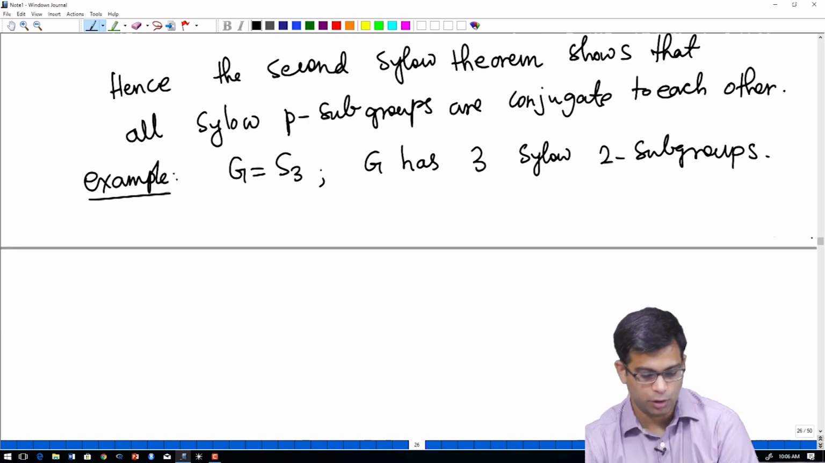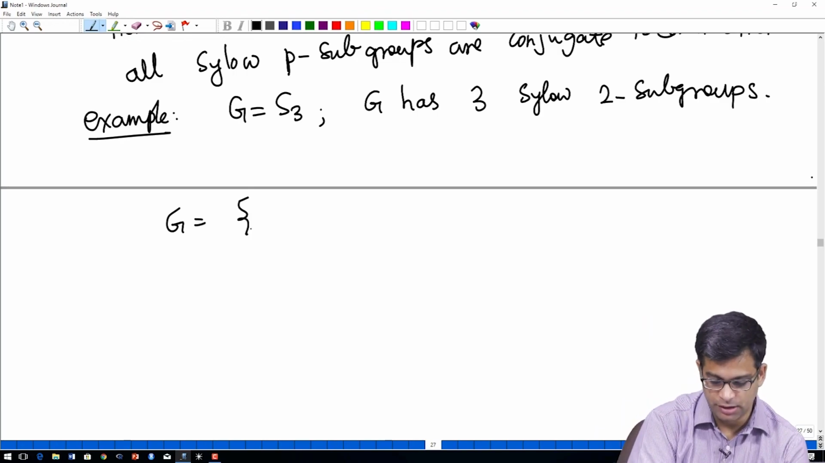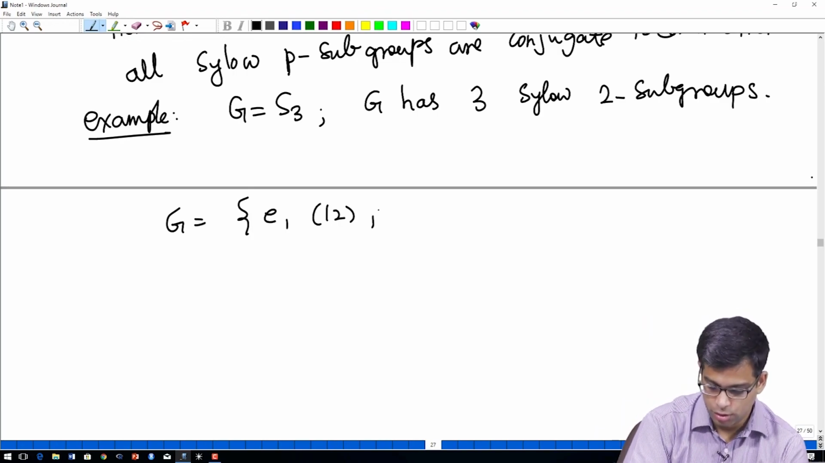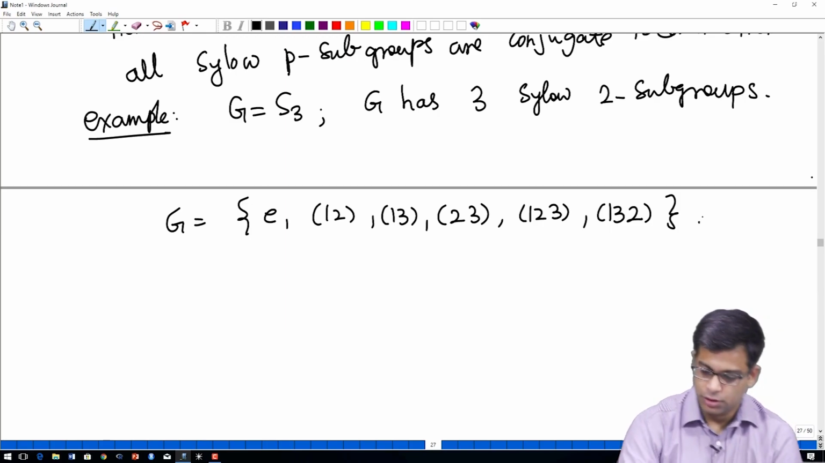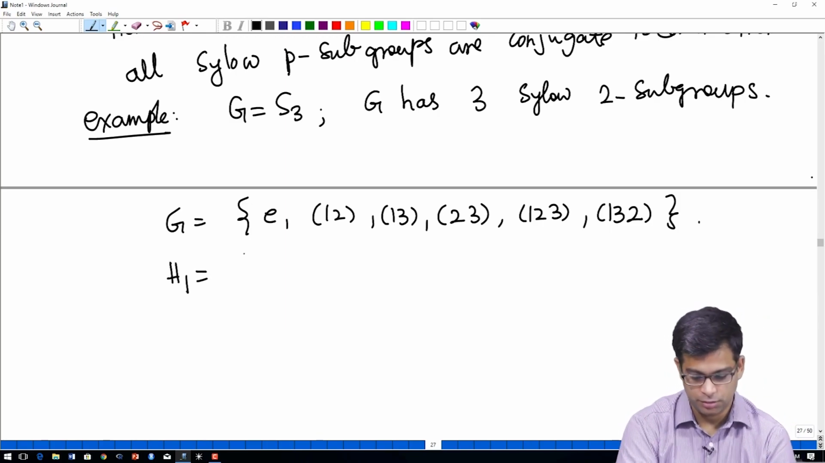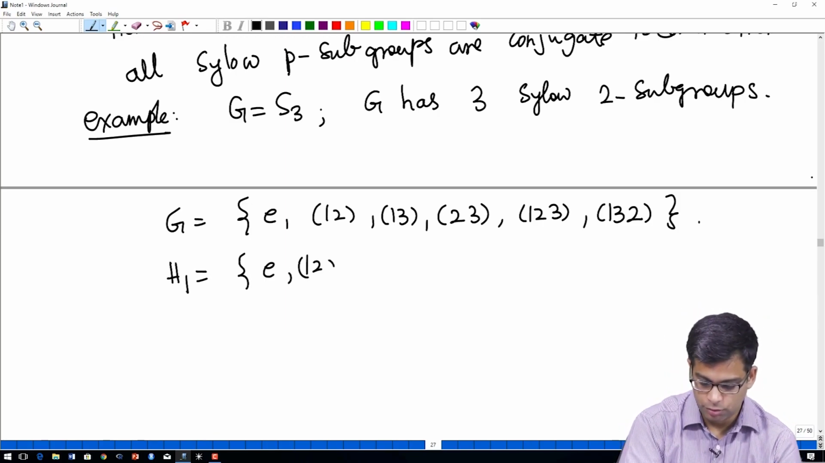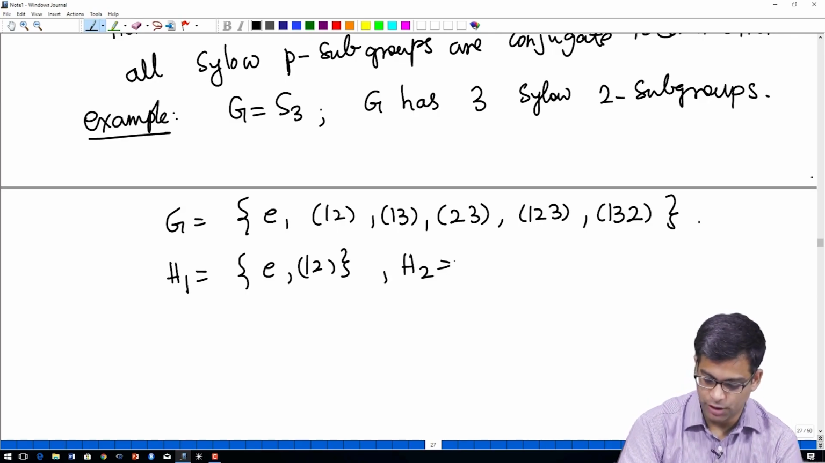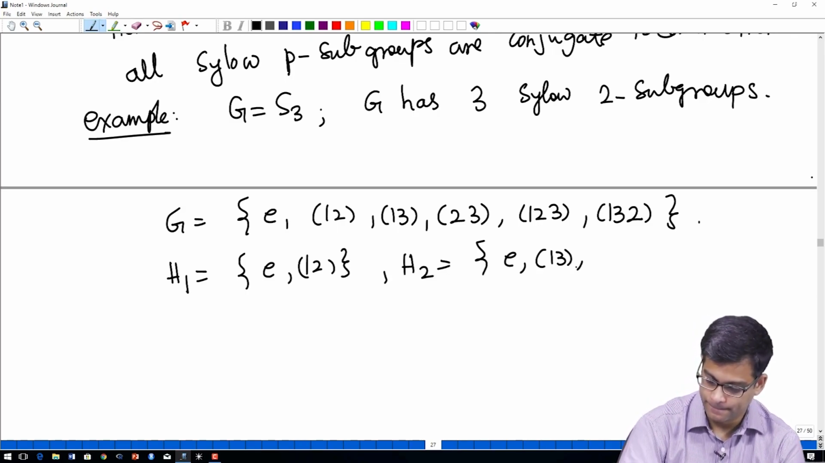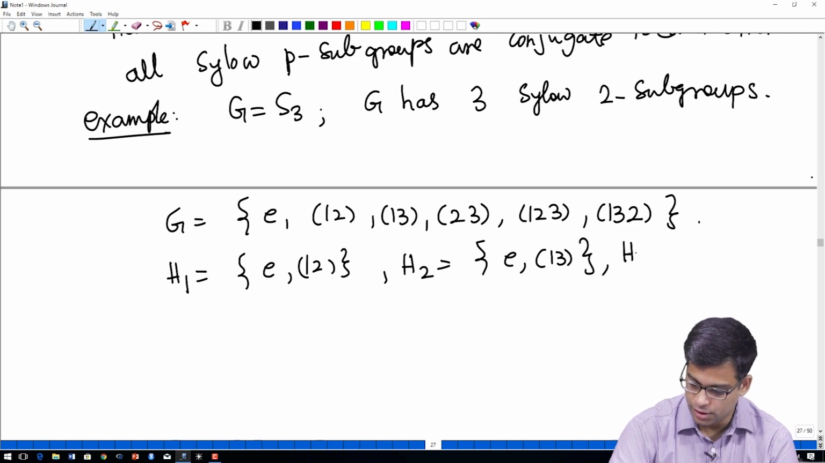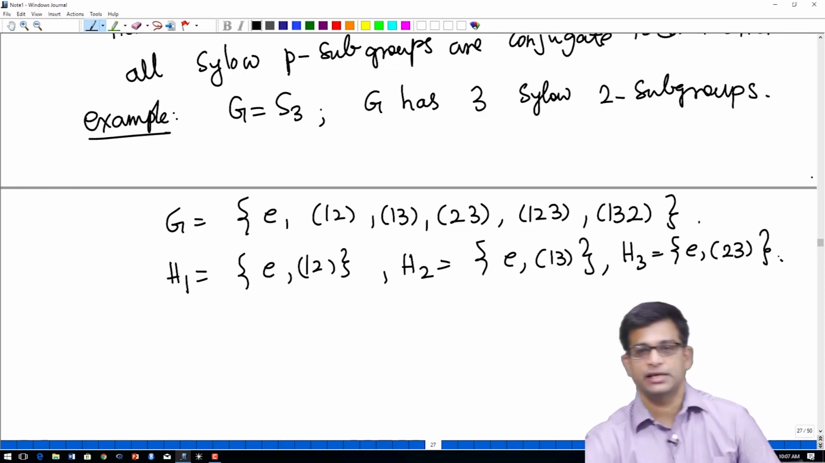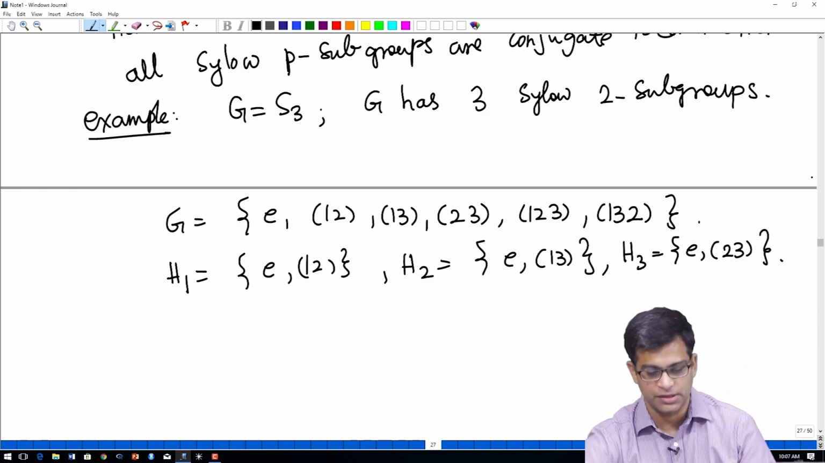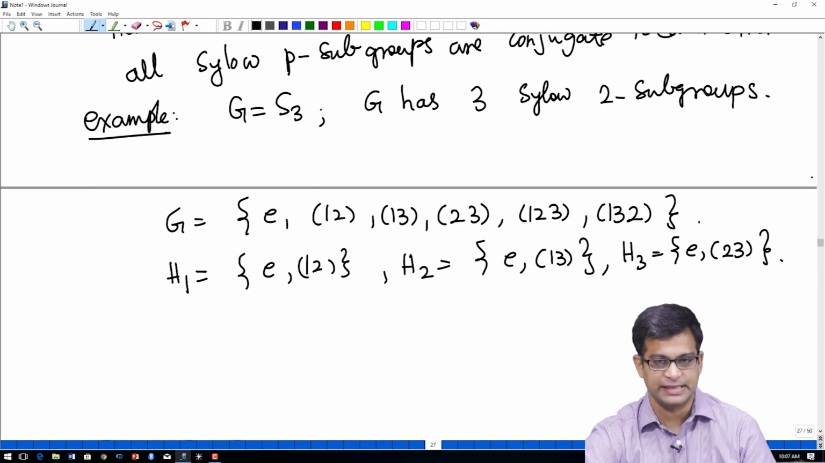Okay, so, if you use the cycle notation for S3, remember, it is e, (12), (13), (23), (123), (132), and the Sylow 2 subgroups are H1 = {e, (12)}, H2 = {e, (13)}, and H3 = {e, (23)}. These are the Sylow 2 subgroups, because remember, Sylow 2 subgroups must have order 2, because 6 is 2 times 3.